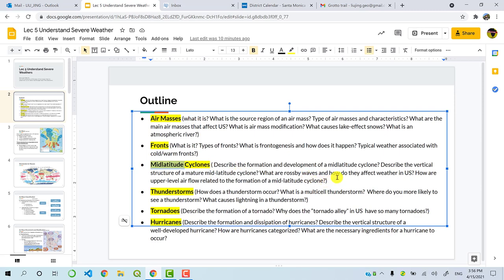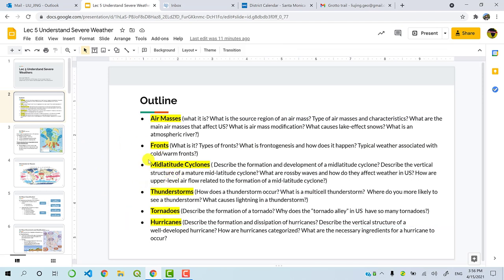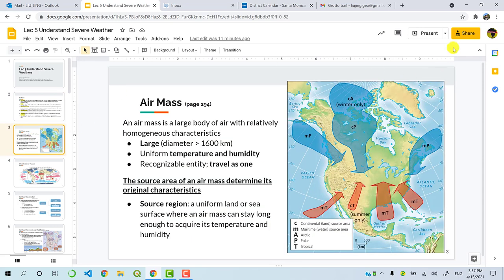Okay, so you need to answer the questions I listed in our study guide questions, and I also copied them over here. And next week we are going to use the same presentation, but you're going to study thunderstorms, tornadoes, and hurricanes. To me, I think the book did a very good job on those concepts, and the videos also give you a very good study guide on those key concepts and help you answer those questions. So make sure you watch those videos and read your textbook. Okay? Alright, so let's get started.